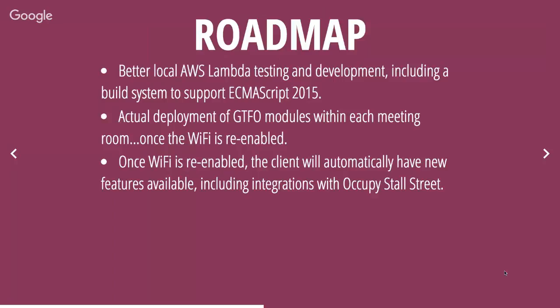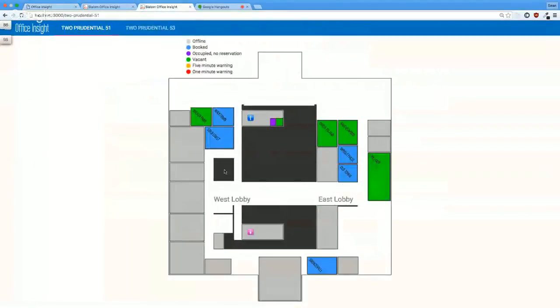We also have integration with Occupy Stall Sheet. I don't know if I showed that. Oh, here. So right there, those are the actual stalls. And right now they're not accurate because their project requires Wi-Fi. But if their project was online, it would be giving us real data. And we're actually getting data from them right now to make that, I think. It's not accurate.